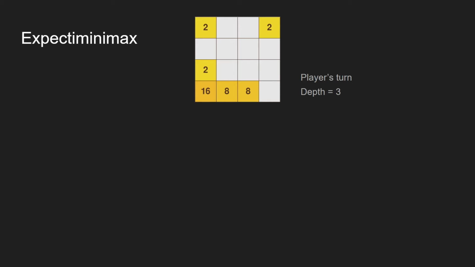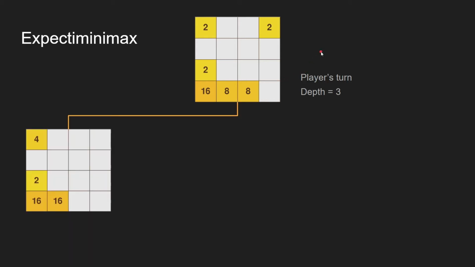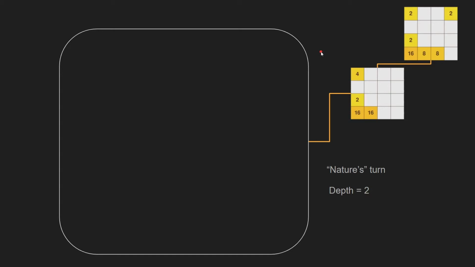We'll start with a random game state and set a depth limit of 3. We have to recursively check each move, so we'll start by moving left. The depth is now reduced to 2, and it's nature's turn to add a random tile to the board. At this stage, we have to recursively check every single random tile to be added. For the sake of the example, we'll pick a 2 tile being added to the bottom right corner.